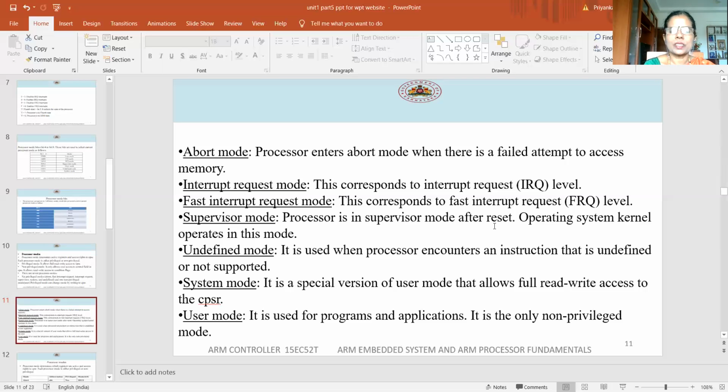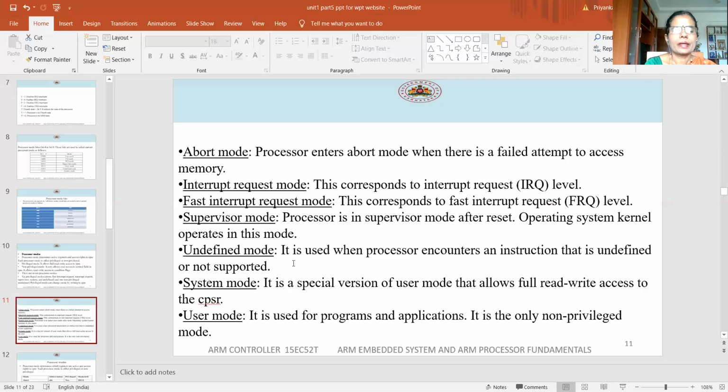Whenever you reset the processor, immediately the processor goes into the supervisor mode. So this point is very important. You may get it in multiple choice questions. After the reset, the processor goes into which mode? It goes into the supervisor mode. Operating system, once after reset, the operating system operates in this mode, because the operating system is loaded and it goes into the supervisor mode. Undefined mode, it is used when the processor encounters an instruction that is undefined or not supported.